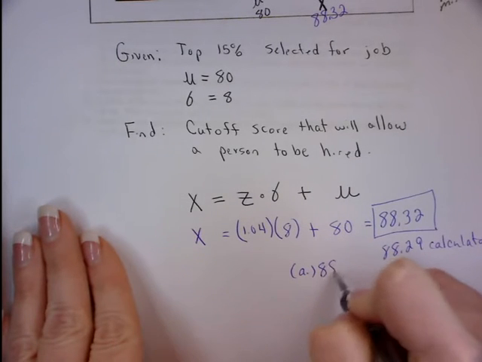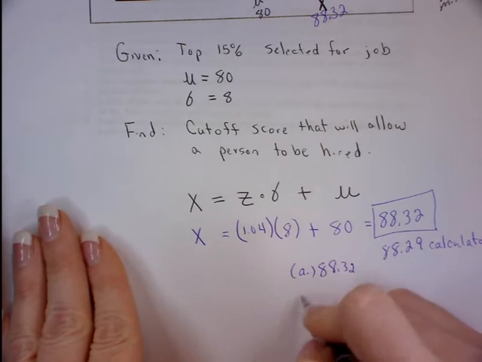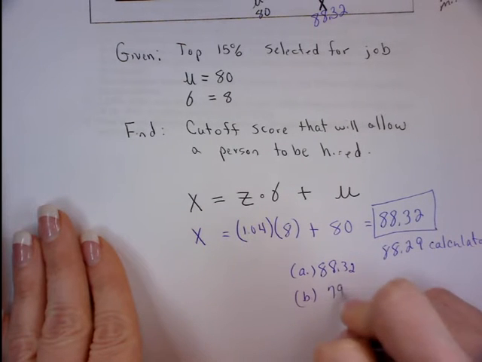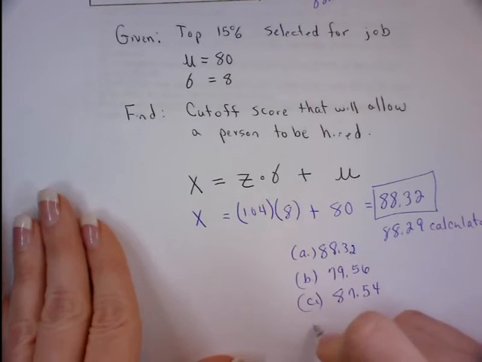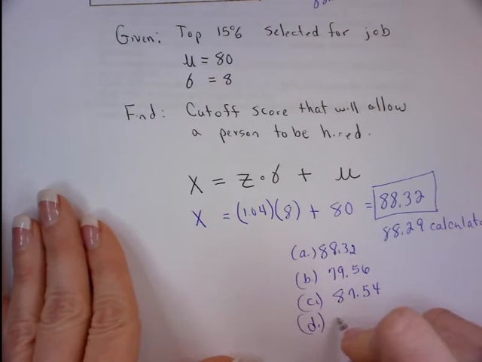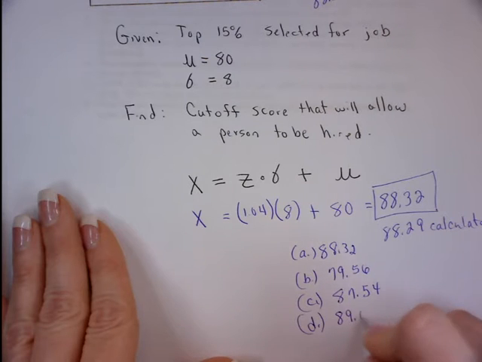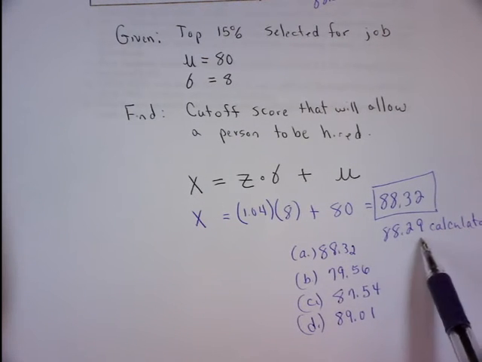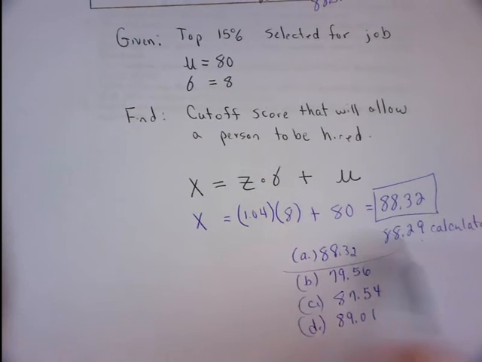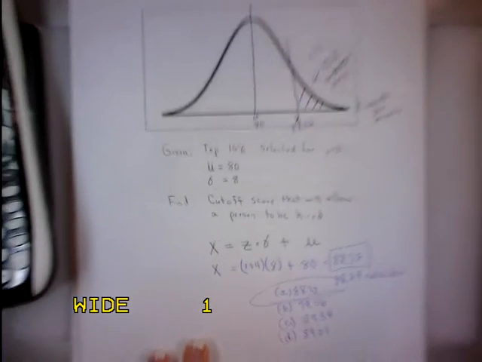I'll have 88.32, or maybe just 88, who knows. A 79.56, a 87.54, and maybe a 89.01. But if you have 88.29 on the calculator, obviously the closer one is the 88.32. And that's the one you received by hand. So that was our first cutoff.